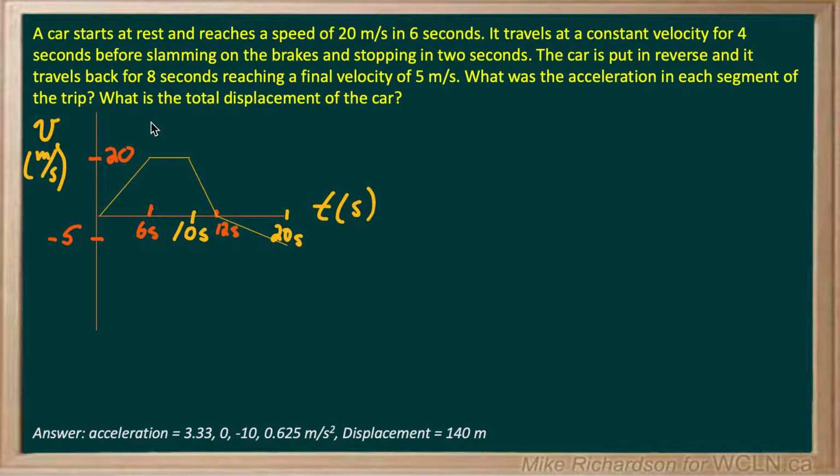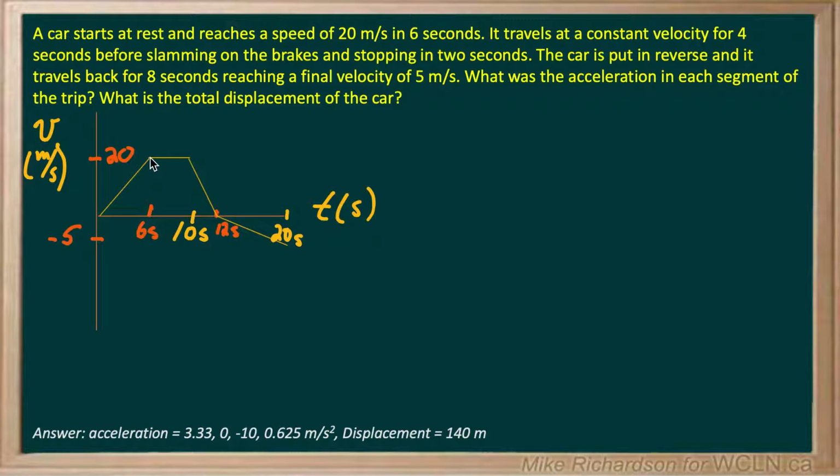Okay, you can see we've already created our velocity time graph. Let's just talk it through to make sure it makes sense. We've got a car starting at rest, so it has to start at the origin where the velocity is 0. And then over the next 6 seconds, it achieves a final velocity of 20 meters per second. So we simply just connect the dots up to 20 meters per second.